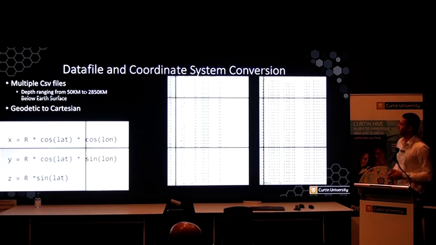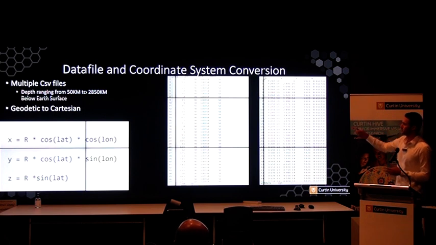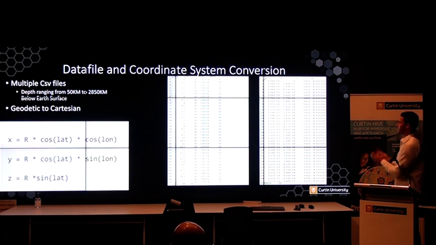So the first step was the data files. As you can see in the second image here, there are multiple CSV files ranging from 50 kilometers to 2850 kilometers below the Earth's surface. They contain 4 columns in the geodetic coordinate system: the longitude, latitude, the seismic velocity, and the depth. There's a bunch of them, so essentially I just combined them into one big file. But before I did that, I went through a series of conversions to convert that geodetic coordinate system to Cartesian so that you can actually plot it on the sphere itself.